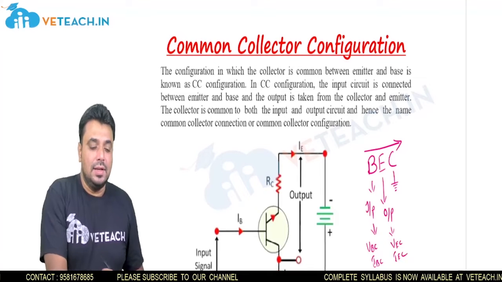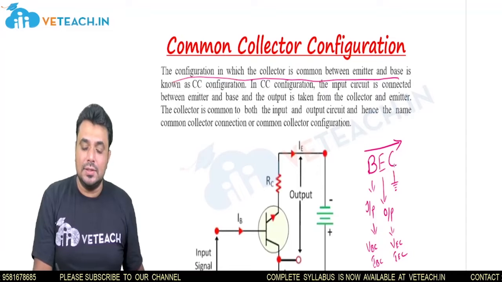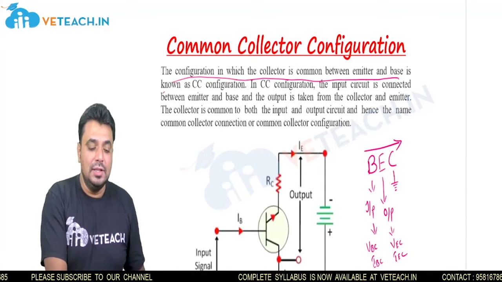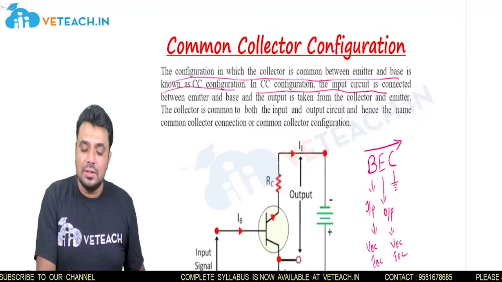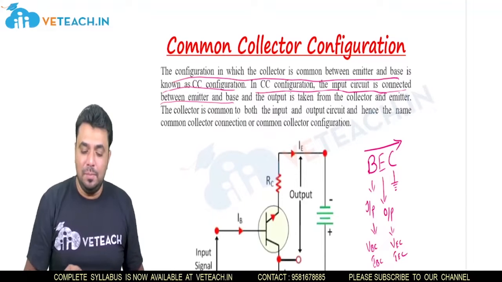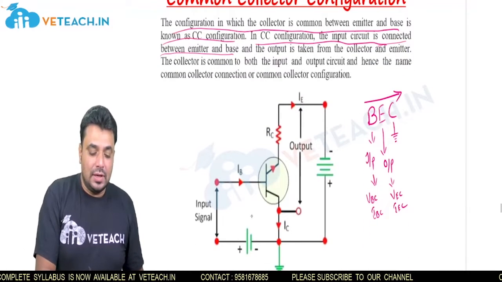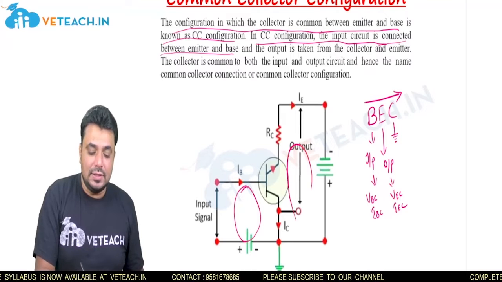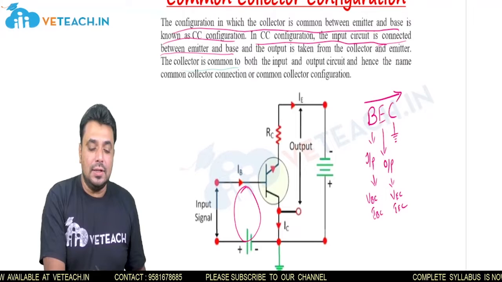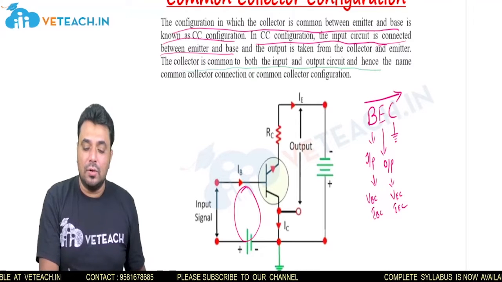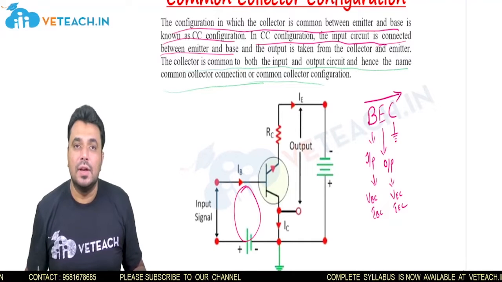Now you can see it is the configuration in which the collector is common between the emitter and base. Here the collector is common between the base and the emitter, which is known as common collector configuration. In CC configuration, the input circuit is connected between the emitter and base. So here it is the input, and this side it is the output. You can see the collector is common to both the input and output circuit, and hence the name common collector connection or common collector configuration.